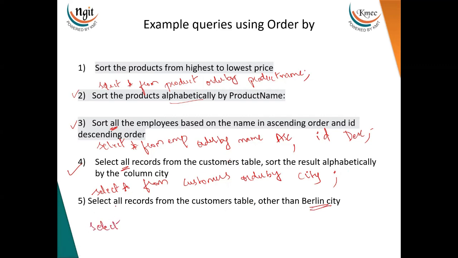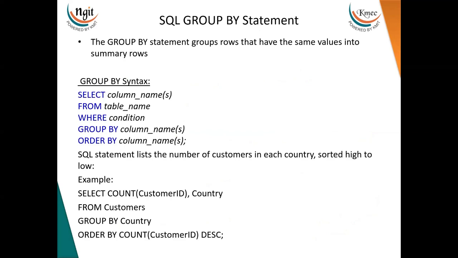Select, as it is mentioned all, we will be using asterisk symbol from, what is our table name? Customers where not city is equal to Berlin. We are using a NOT operator.